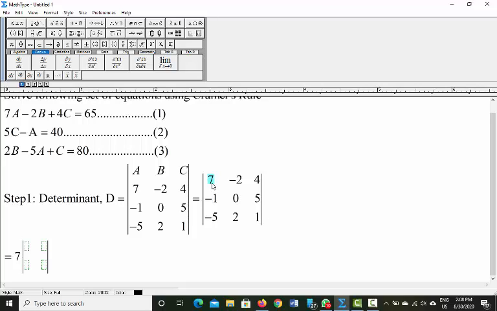So when you take this 7, that means you need to take the first element of the first row and first column. So we will ignore the first row and the first column. We will be left with 1 0 5 2 1, that is 0 5 2 1.